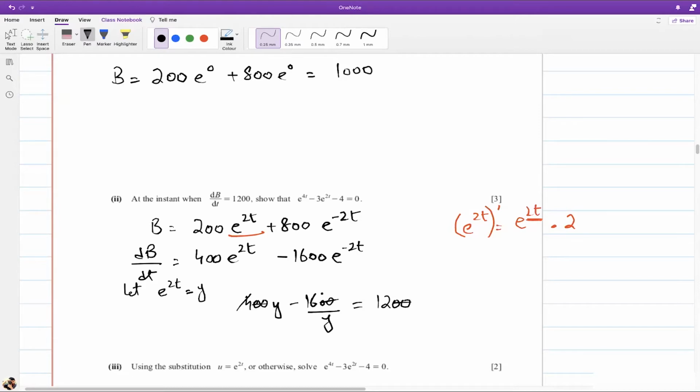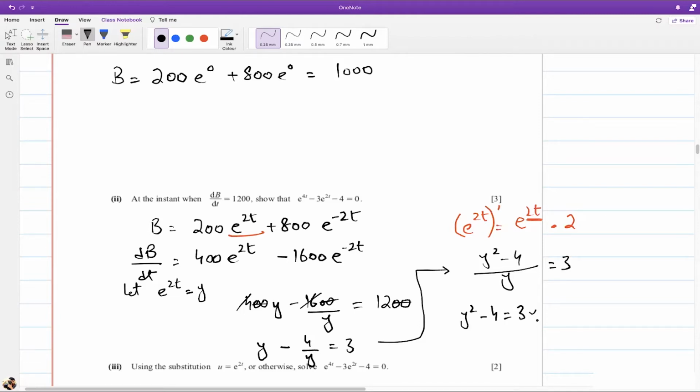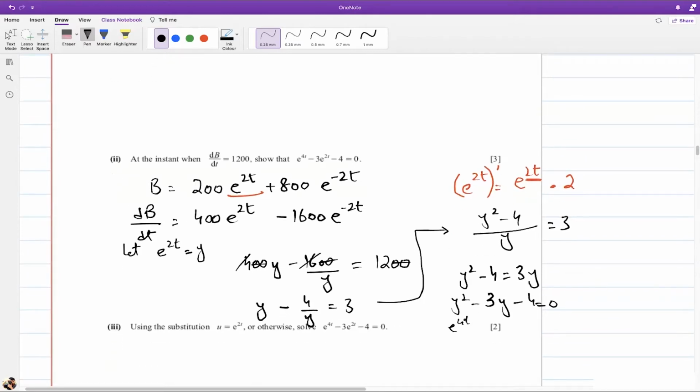I can divide it all by 4, leaving me with y minus 4 over y equals 3. And now this is looking like something that we can work with. So this becomes y squared minus 4 is equal to 3y, so y squared minus 3y minus 4 is equal to 0. And we know what y is. y is e power 2t, right? So this becomes e power 4t minus 3 e power 2t minus 4 is equal to 0. And that's what we were looking for.